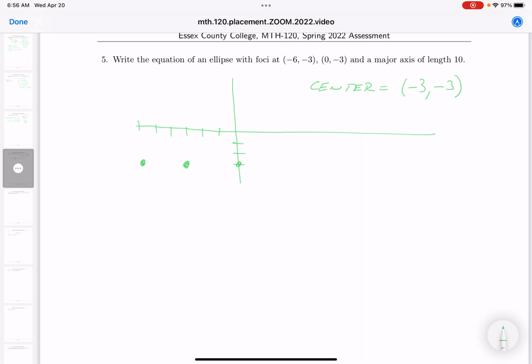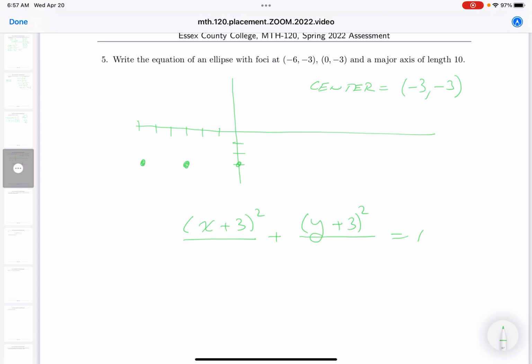All right. So someone says, why do you need that? I need that because I know what the equation of an ellipse looks like, and it depends on the center. What's it going to look like now? X minus a minus 3, that's x plus 3 squared over something. We'll get to that later. Plus y minus a minus 3, which is y plus 3 squared, over something, and that's equal to 1. Just something I've got to figure out now.